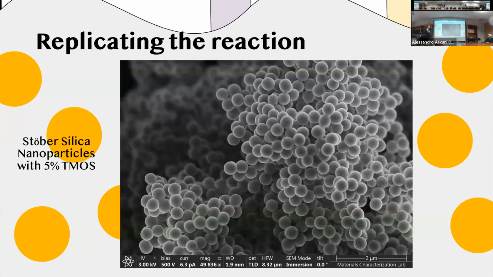This is what we produced in the end. So now, ignore for one moment that I wrote the 5% TMOS. I'm going to explain that later. However, these are the particles, and as you can tell, all these particles at the SEM microscopy, they're all about the same size. And we're talking about 300 nanometers in size. They're fully spherical, they're like beautiful, solid, and everything. And it means that we managed to reproduce the reaction correctly.